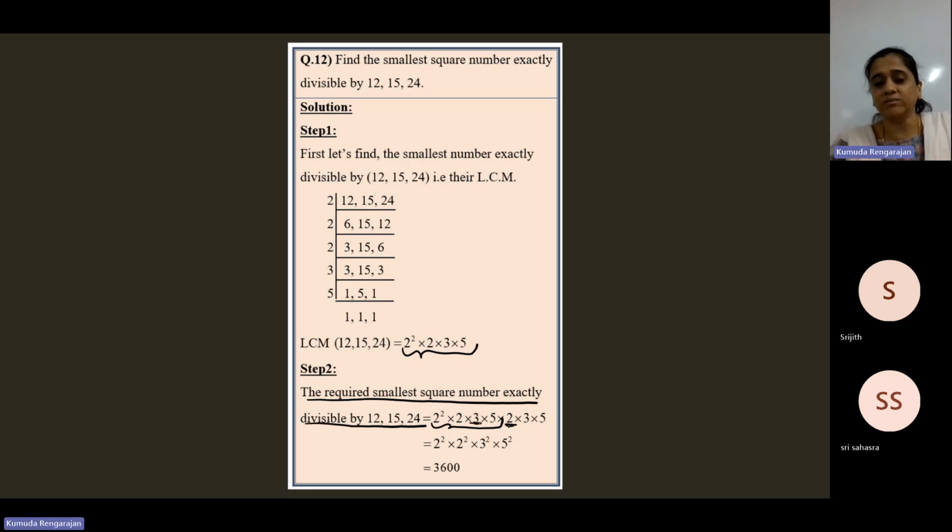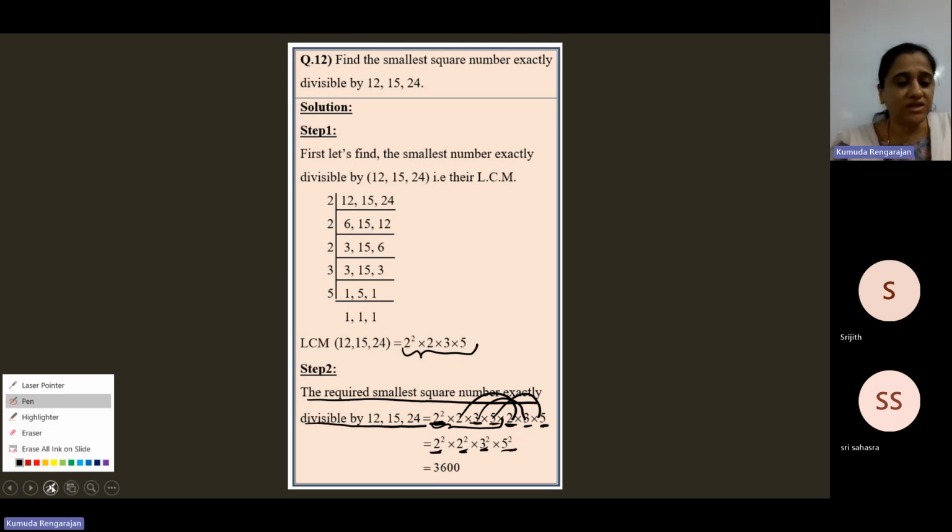This also does not occur in pair. So multiply by 3 and here multiply by 5. So in the next step, it becomes 2 square as it is. 2 into 2, 2 square. 3 into 3, 3 square. 5 into 5, 5 square. Now you see every prime factor occurs in pairs. So now this number will be a square number and this will be the smallest square number. So the answer is 3600.